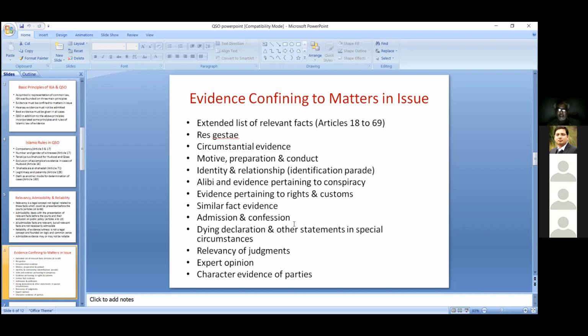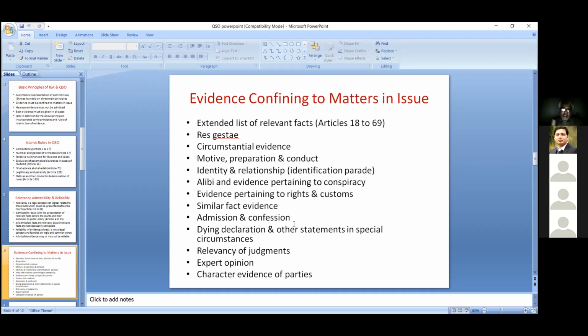Next point is with reference to expert evidence, or expert opinion. Opinion must not be confused with fact. What the court requires is evidence of a fact. The court doesn't require evidence of opinion, because the court has to form its own opinion on the basis of facts presented before it. So in general, opinion evidence must be excluded, must not be entertained. This is a general principle.